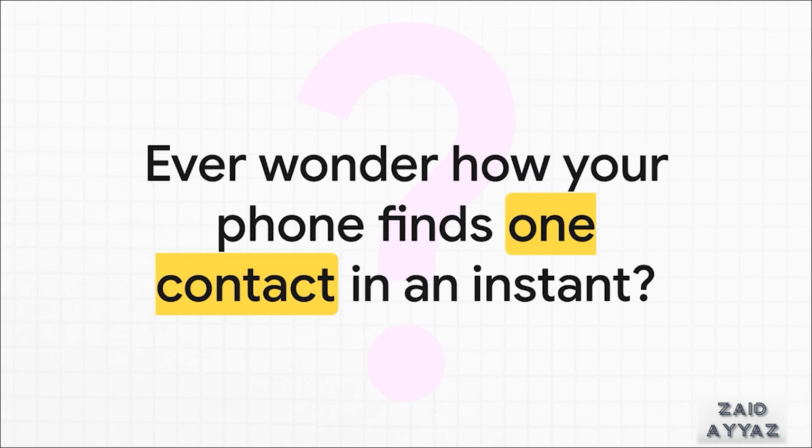I mean, really think about it for a second. You type a couple of letters into your phone and bam, the right contact just pops up. That's not actual magic, of course. It's an algorithm. And today, we're going to break down exactly how it all works.